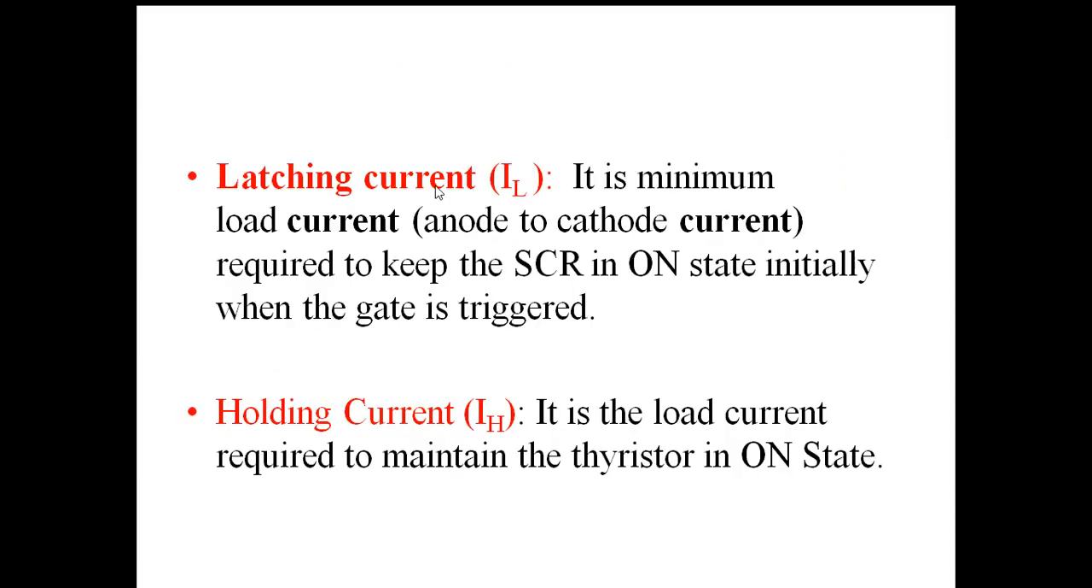Two important terms: latching current is the minimum current flowing through the device from anode to cathode, required to keep the SCR in the on state initially when the SCR gate is triggered. Holding current is the load current required to maintain the thyristor in the on state. The latching current is associated with the turning on process, and the holding current is associated with the turning off process.